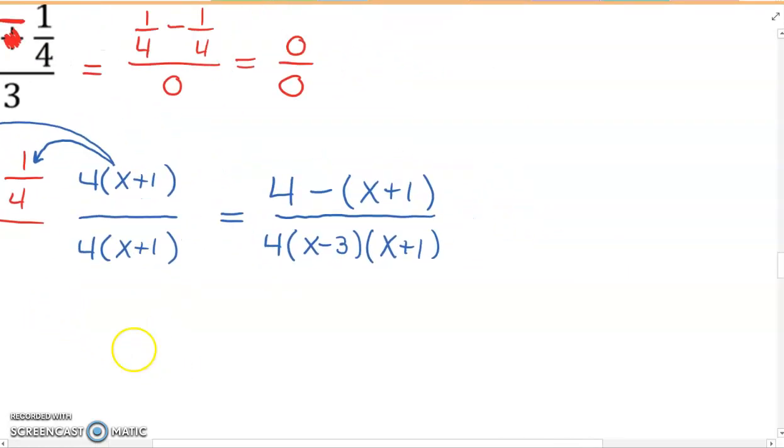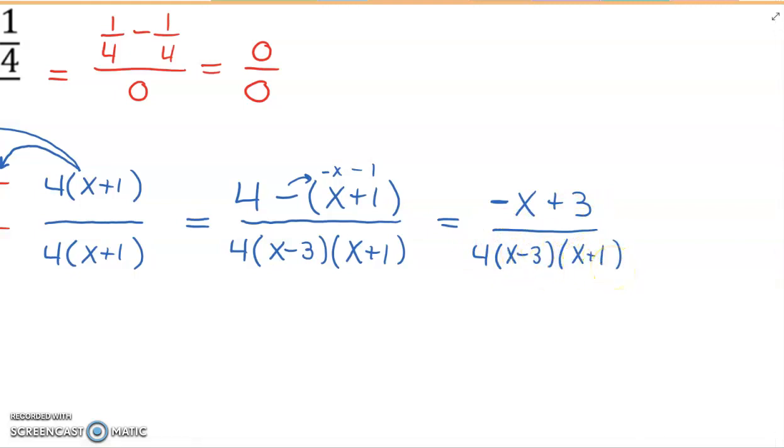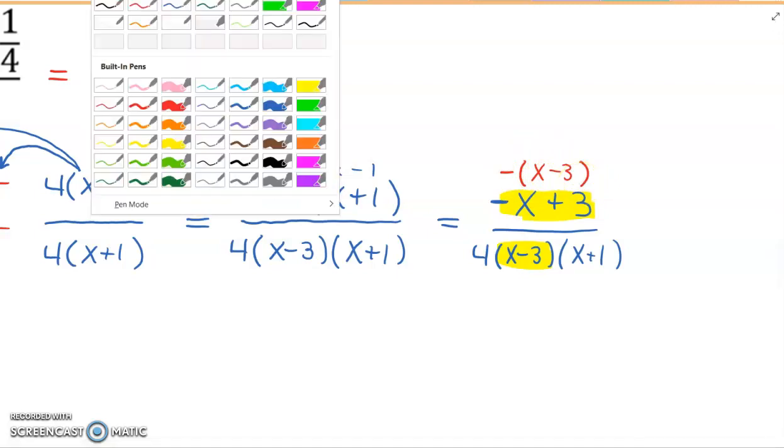So let's continue simplifying this expression here. Remember that this is going to be really minus x minus 1 when I distribute this. So it's going to become negative x, 4 minus 1 is positive 3, over 4 parentheses x minus 3, x plus 1. Now, you'll notice that there's technically in its current form no terms that are alike. However, these two terms are very, very similar because if I factor out a negative 1 out of this, this would become x minus 3. So that's exactly what I want to do here.